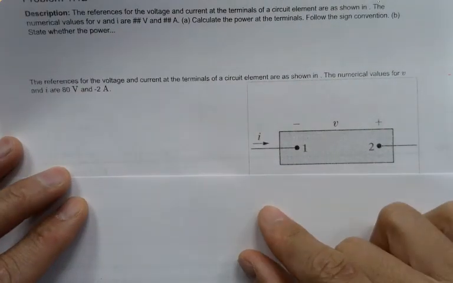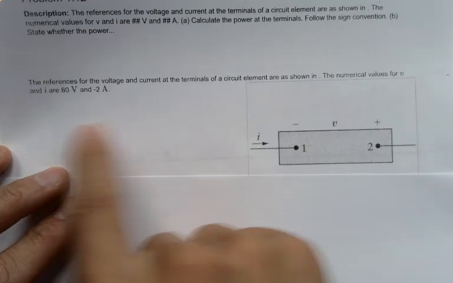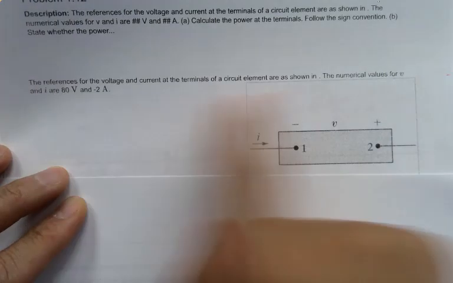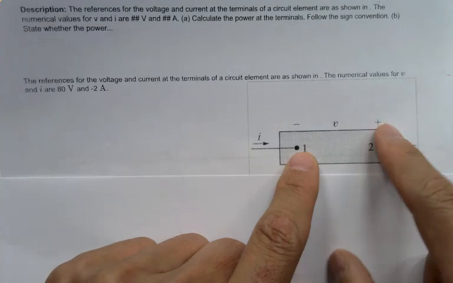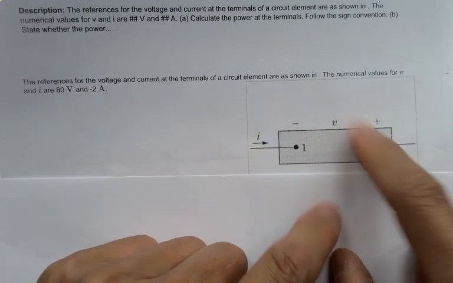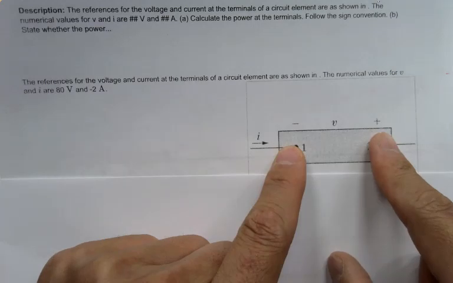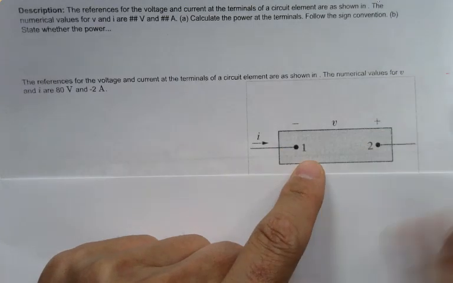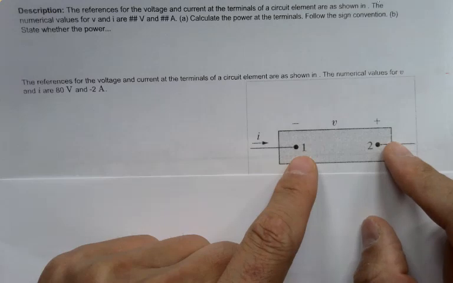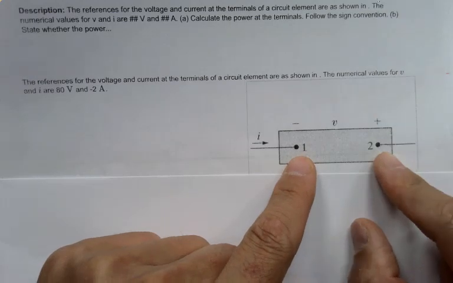So the voltage V and I are 80 volts. So this is plus minus 80 volts. So from here to here is 80 volts difference. So it's a positive voltage. It's a positive voltage, so we don't have to flip it. It's reflecting the real physical voltage.